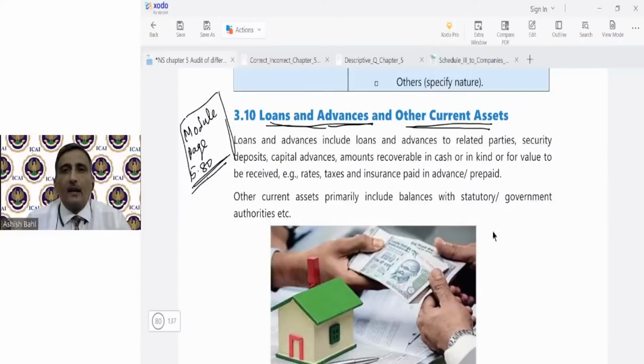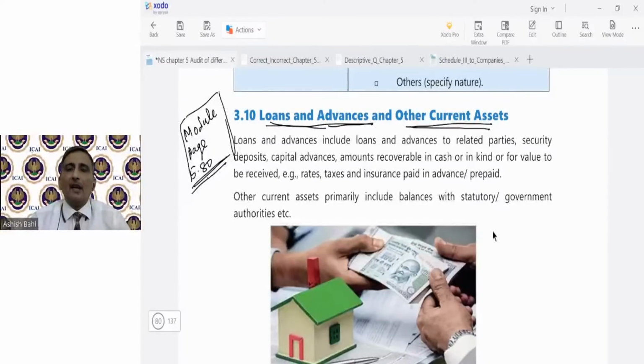So students, loans and advances can be short term or long term. Short term loans and advances are shown under the head current assets, whereas long term loans and advances are shown under the head non-current assets. Short term loans and advances are expected to be realized within a year of the reporting date. That is why they are classified as current assets.